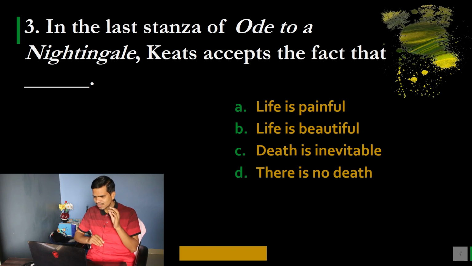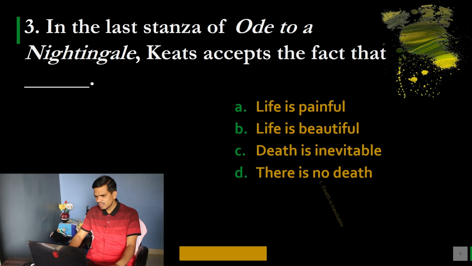dash. Options are A. Life is painful, B. Life is beautiful, C. Death is inevitable, and D. There is no death. So please note down the correct option. Now dear students, when you write your answer, please mark it as correct or wrong. Just put a correct sign, or if it is wrong, just mark it wrong on that question so that you can calculate your score.